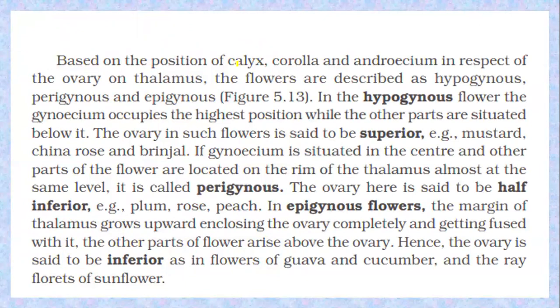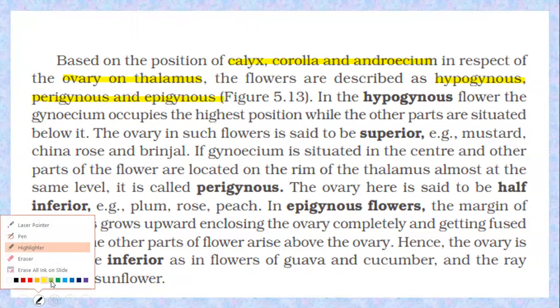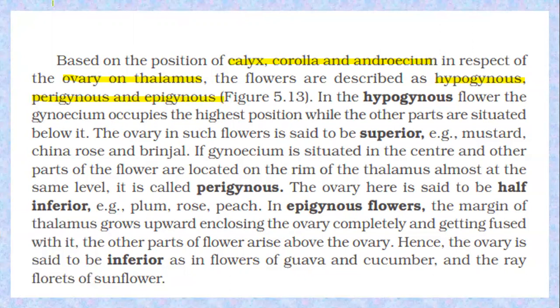Based on the position of the calyx, corolla, and androecium in respect to the ovary on the thalamus, the flowers can be described as hypogynous, perigynous, and epigynous in nature.